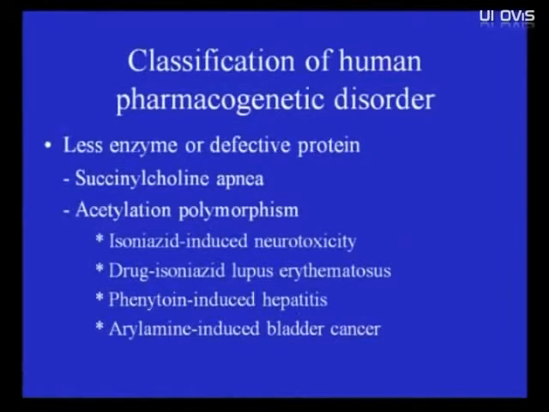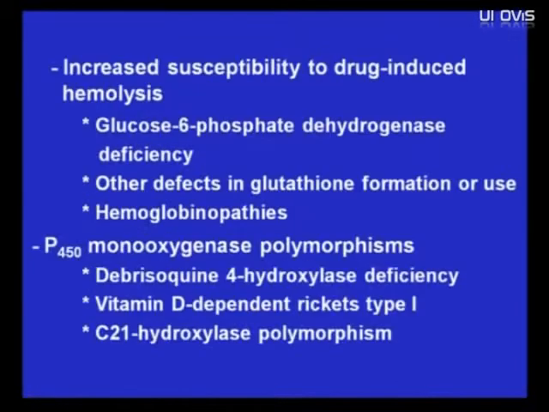Now, the pharmacogenetic disorder can be classified. This is an example of the classification in which we have less enzyme or defective protein. We have a classical example here, succinylcholine apnea, and then acetylation polymorphisms. And then an increased susceptibility to drug-induced hemolysis, like glucose 6-phosphate dehydrogenase deficiency and other hemoglobinopathies, and the CYP monooxygenase polymorphisms.